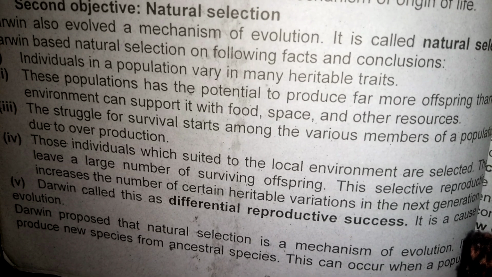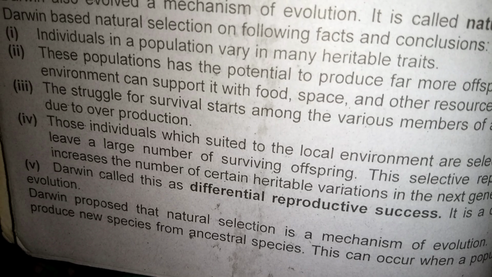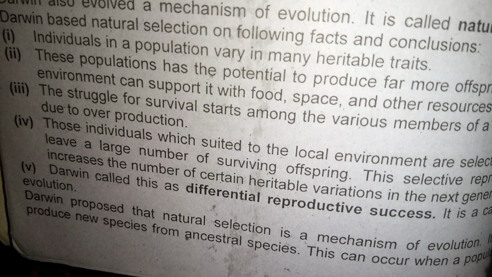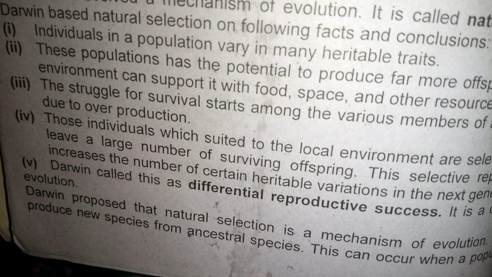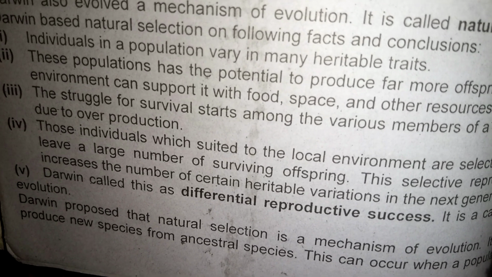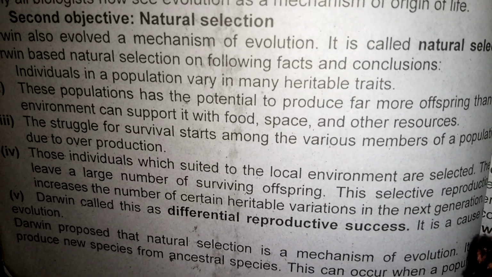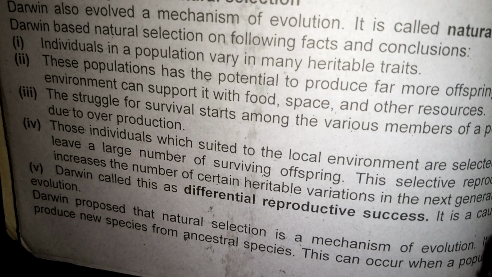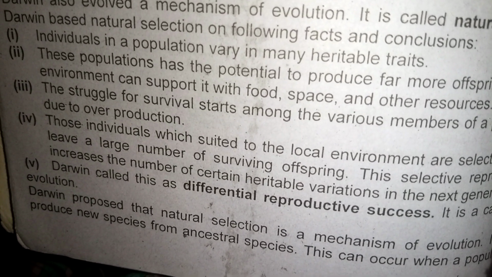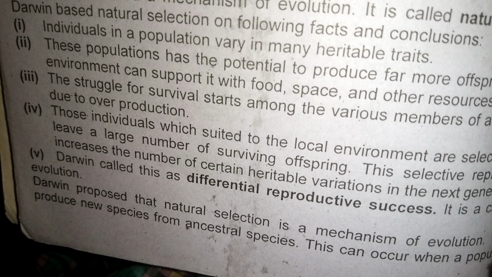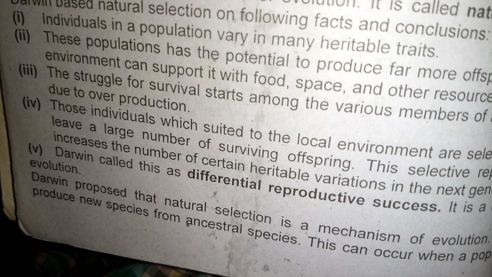They leave a large number of surviving offspring. This selective reproduction increases the number of certain heritable variations in the next generation. Darwin called this differential reproductive success. It causes evolution to produce. Darwin proposed that natural selection is a mechanism of evolution.